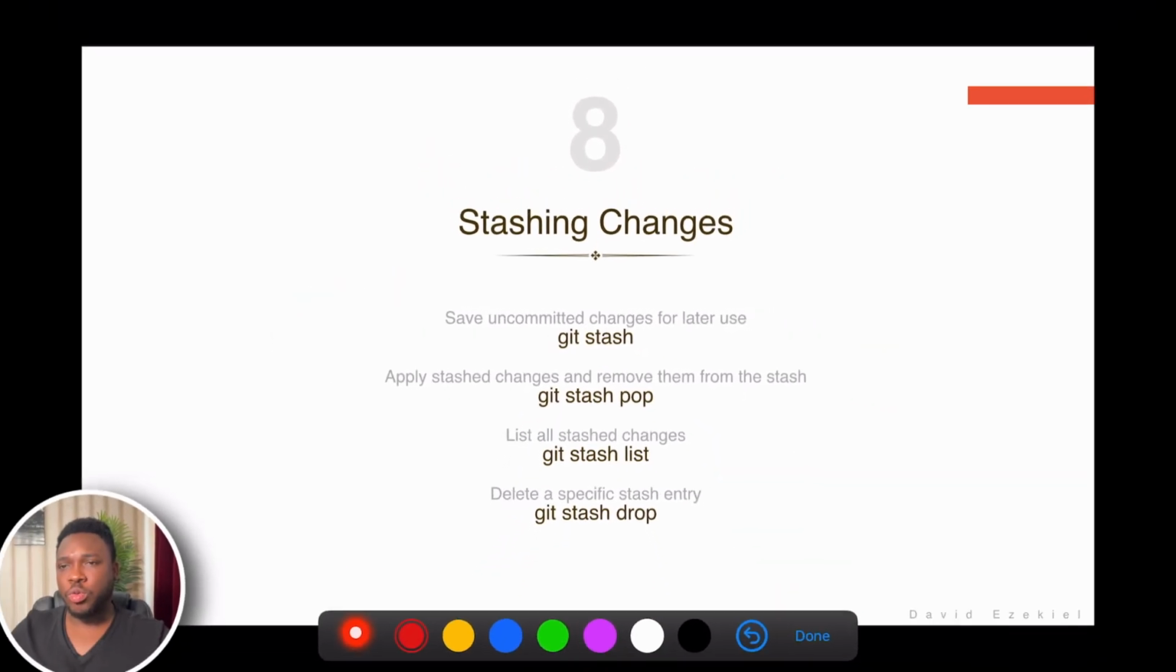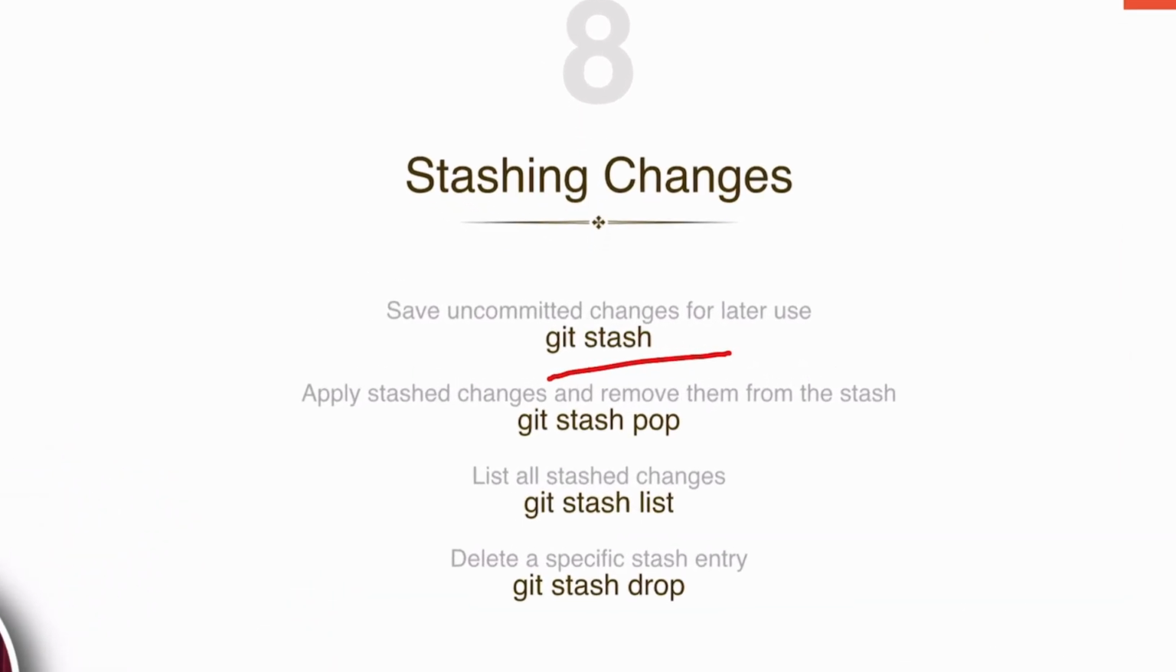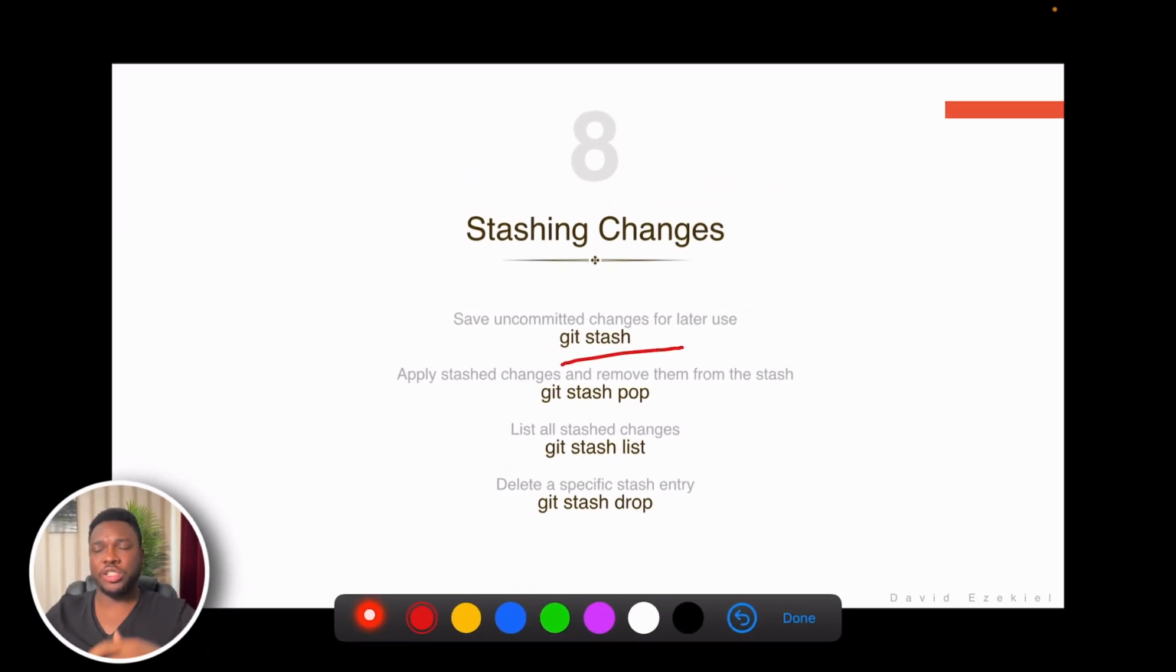And the eighth one is where you now want to work with stashing changes. I'm going to explain what that means, because sometimes you might be in the middle of something and you need to switch branches without committing. This is where stashing comes in. Git stash, you use that to save uncommitted changes for later use. The command just stashes your uncommitted changes, so you can work on something else.